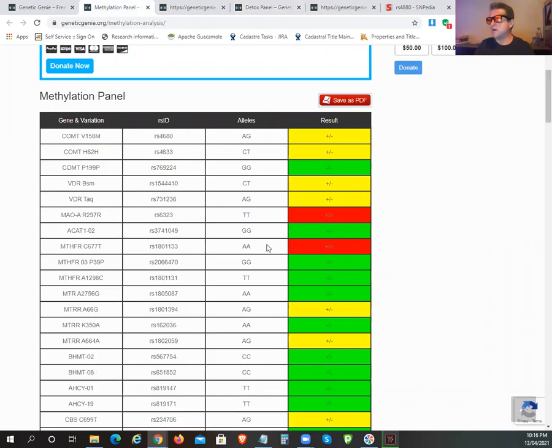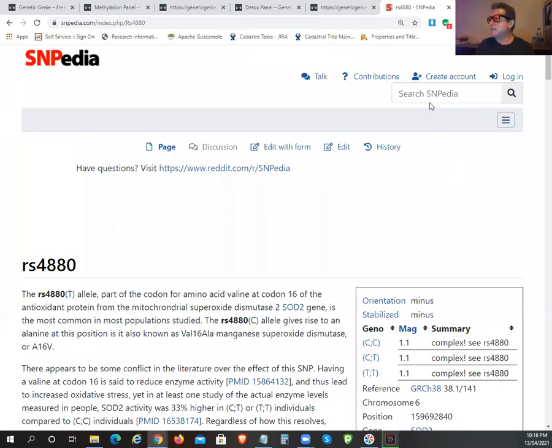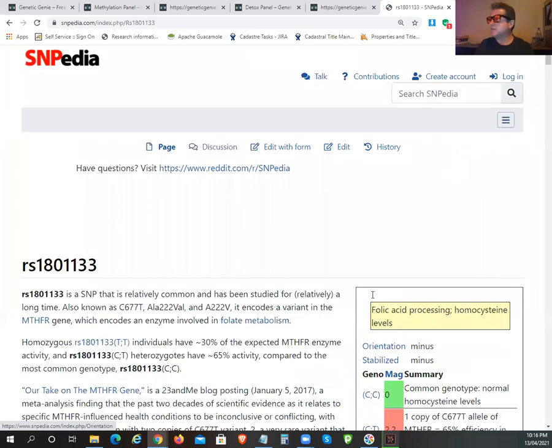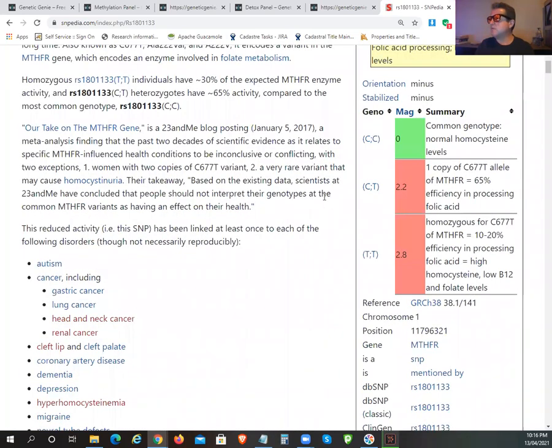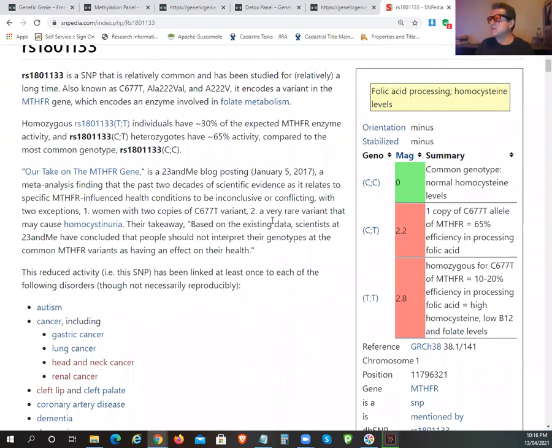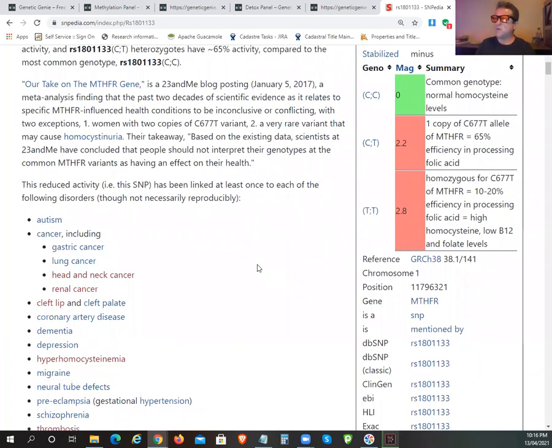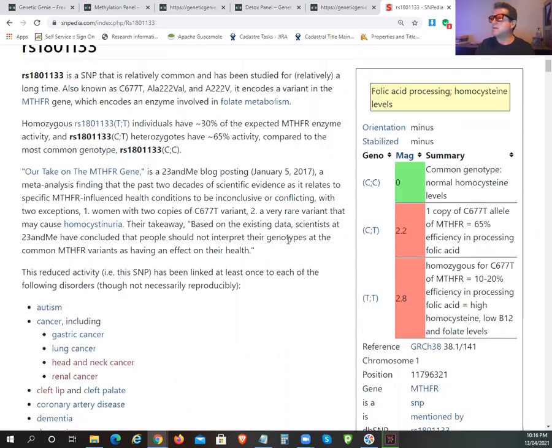Methylation is where I actually suffer, like the MTHFR, which is this one here. That is the big one for me, which is basically folic acid processing and homocysteine levels. So this is the one where it can be rectified with riboflavin. If you remember the one that I talked about, where I showed that study and the riboflavin, it actually turns that gene back to behaving as normal.